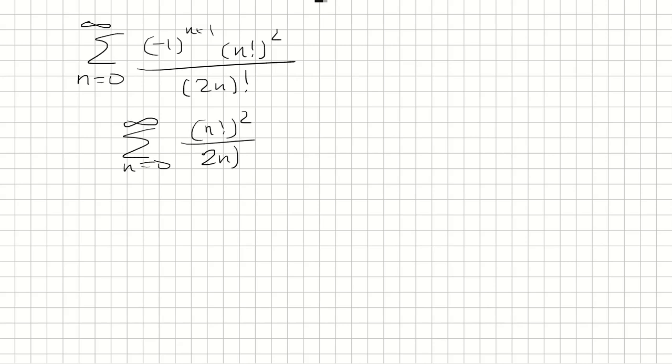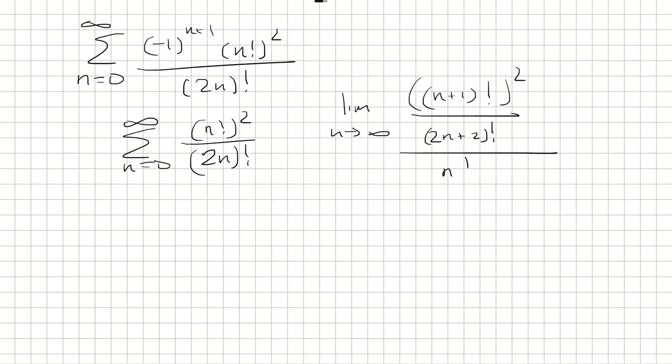And in order to solve this, I have to use a ratio test. So I'm going to take the limit of the n plus first term and then divide it by the nth term. So we have n plus 1 factorial.